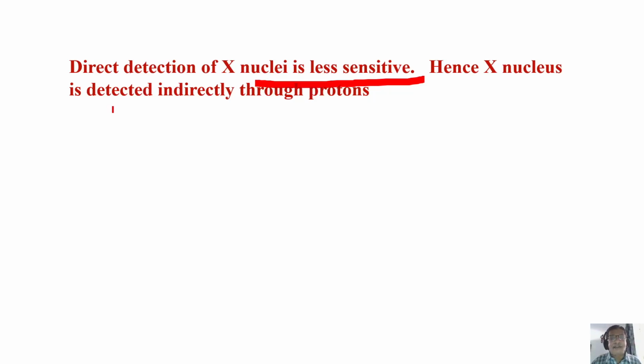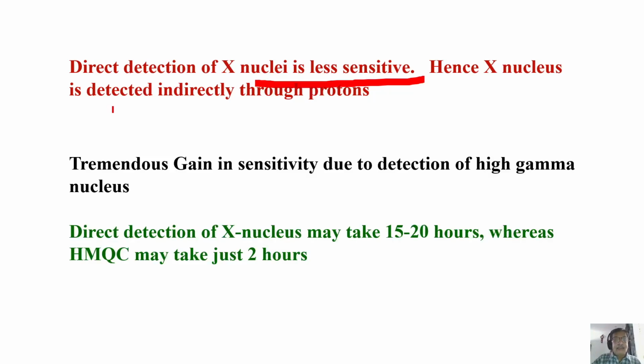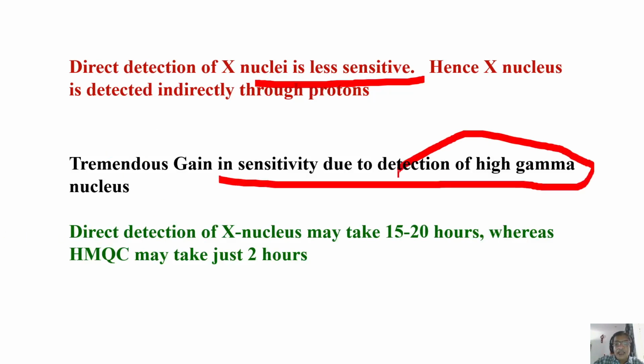Whatever the experiments, I said HETCOR, COLOC, etc. for long range correlation, the same experiments you can do in a much faster time with better sensitivity by using inverse detection. Okay, this is a very important experiment, and what is important is the tremendous gain in sensitivity due to the high gamma of the proton. Proton has a very high gamma. Transfer the magnetization of proton to carbon and take it back.